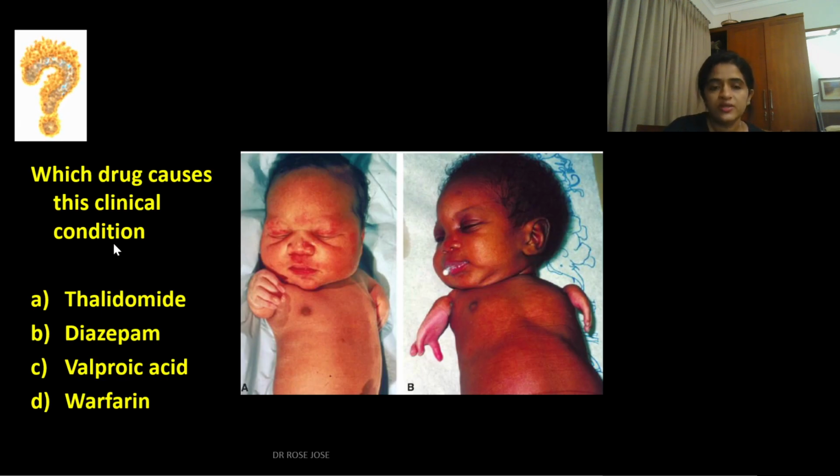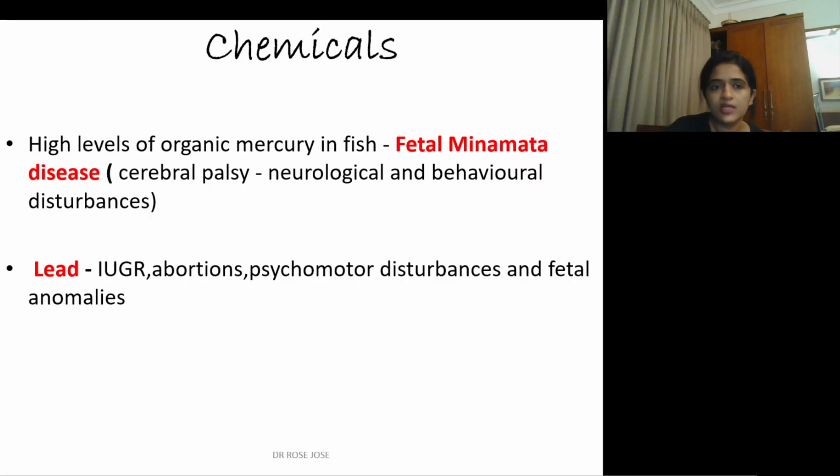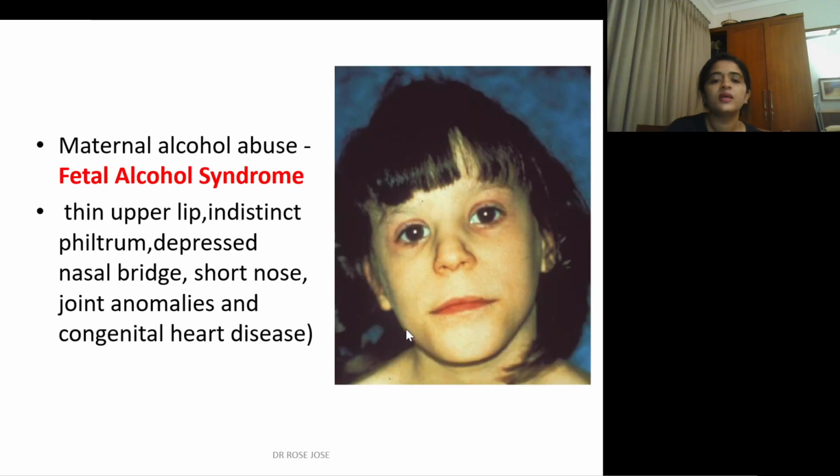So, which drug causes this clinical condition? You can see that there are limb defects. The limb defects are usually associated with thalidomide. Now coming to the chemicals, high levels of organic mercury in fish resulted in fetal Minamata disease. In this condition, you get cerebral palsy, with neurological and behavioral disturbances seen in a child. Then lead. Lead results in IUGR, abortion, psychomotor disturbances, and fetal anomalies.